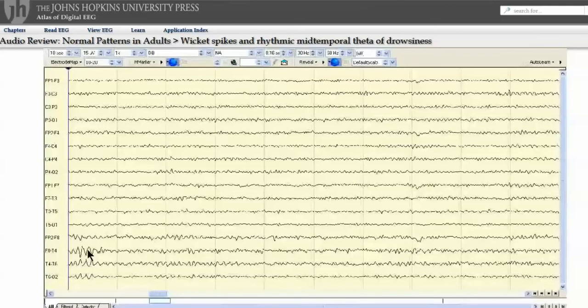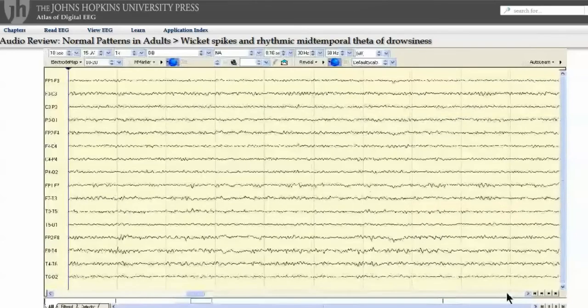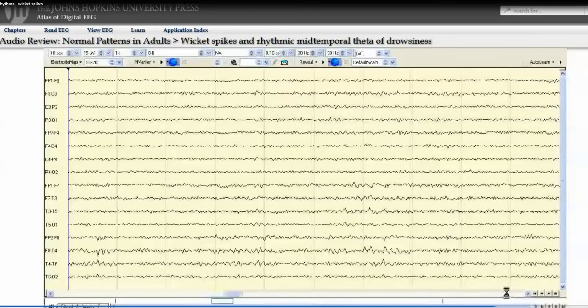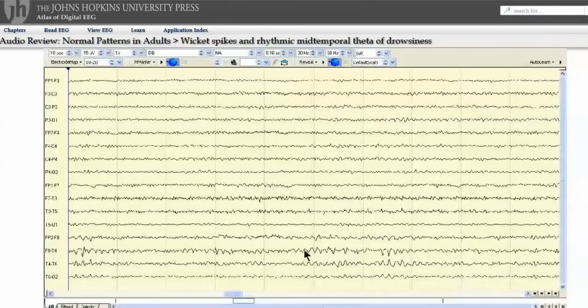Nonetheless, wicket spikes may persist for several seconds and wax and wane during a recording, and rhythmic mid-temporal theta during drowsiness can also last for minutes during a drowsy recording. As we get towards the end of this recording, we can see the different patterns appearing. Here's the notched pattern of the psychomotor variant. Here would be one that could equally apply to either the psychomotor variant or rhythmic wicket spikes.